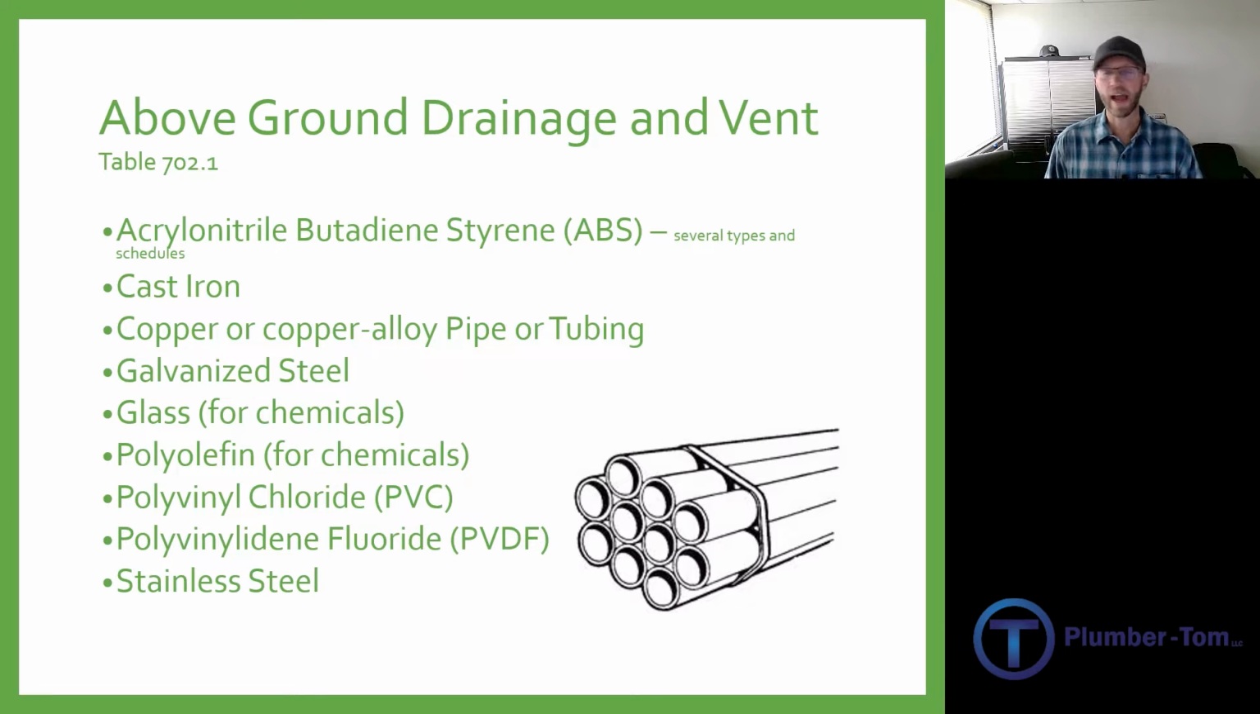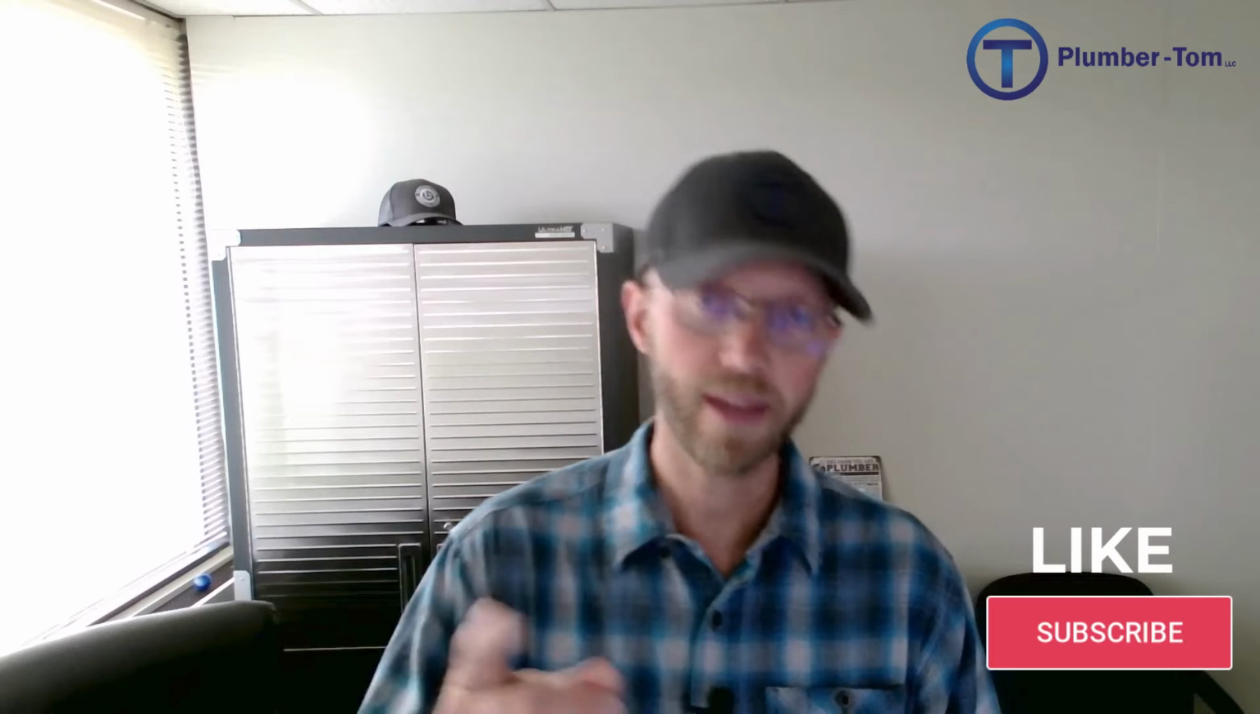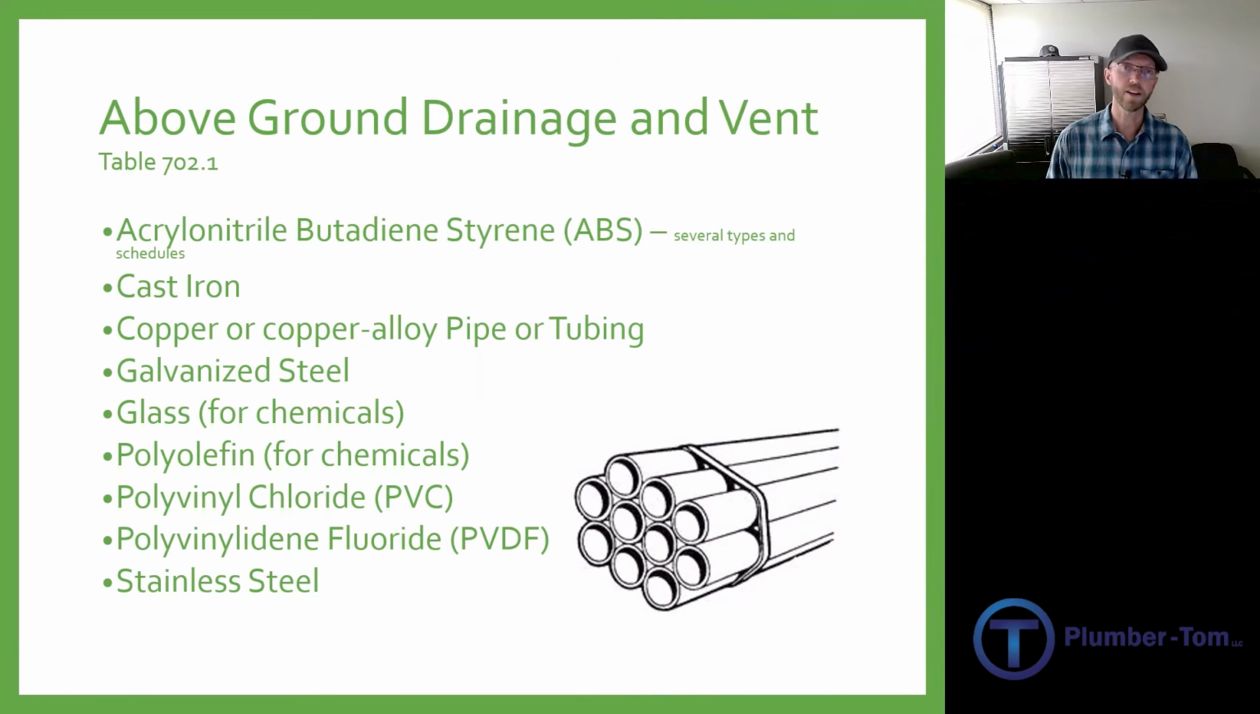First of all, we have acrylonitrile butadiene styrene, or ABS. And yes, this is why we call it ABS, because no one wants to go into the supply house and ask for acrylonitrile butadiene styrene pipe and fittings. Cast iron is on the list. We have copper and copper alloy pipe or tubing, although copper is so expensive for a drain that it's rarely used. Galvanized steel is approved for drainage and vent piping, and glass pipe for chemical systems.